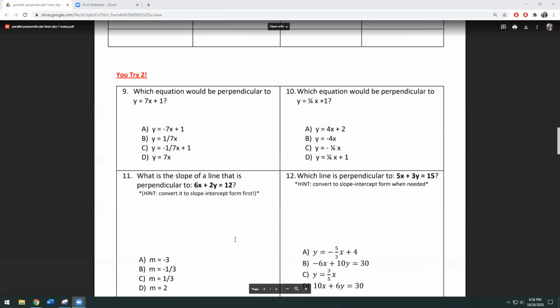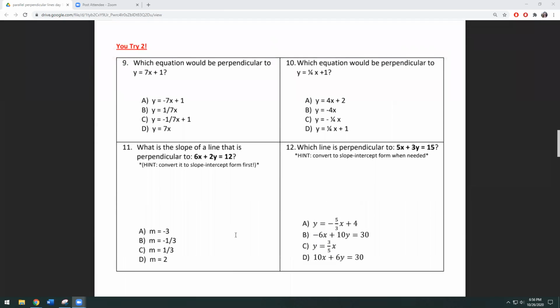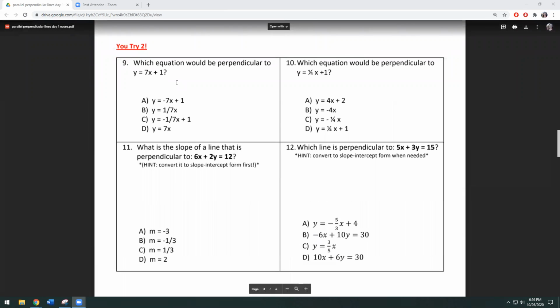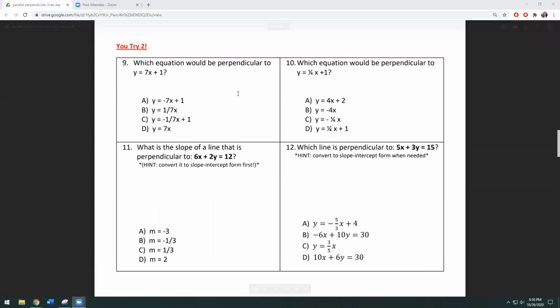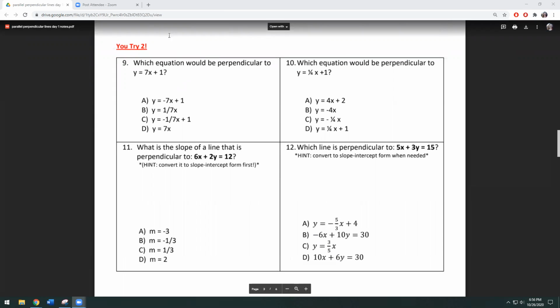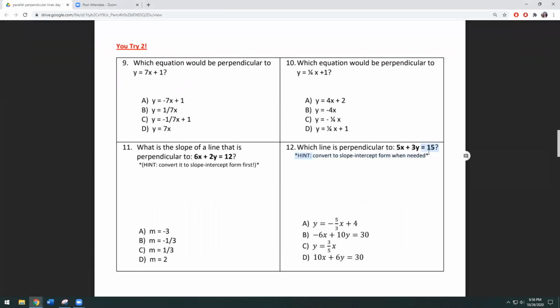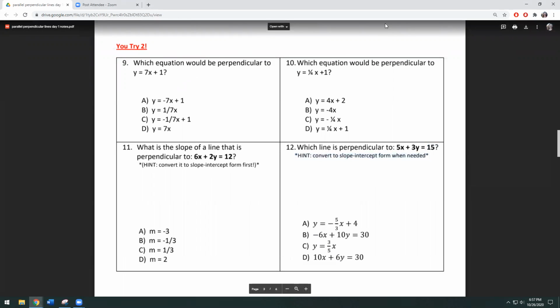So let's try a couple more problems. I've got 4 up here for you. I want you to try them all. They all have to do with perpendicular slopes. Which equation would be perpendicular to that? Remember, you're looking for the slope that has the opposite reciprocal. And then for these two down here, they are in standard form, so you need to convert them to slope-intercept form first. So pause the video and try those.